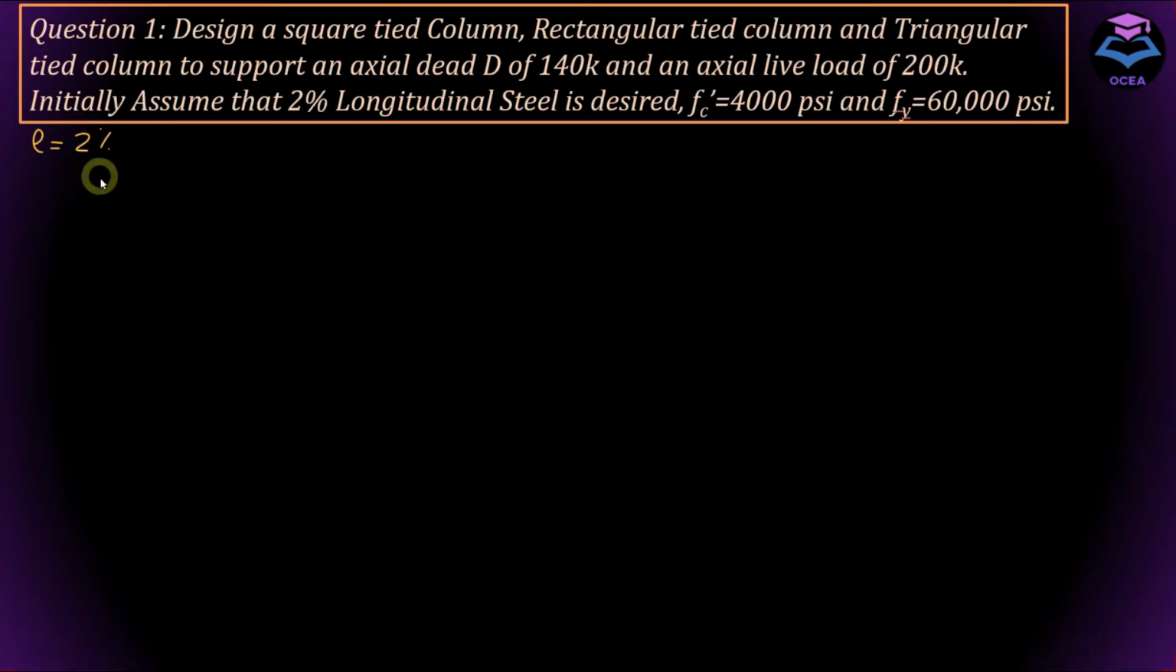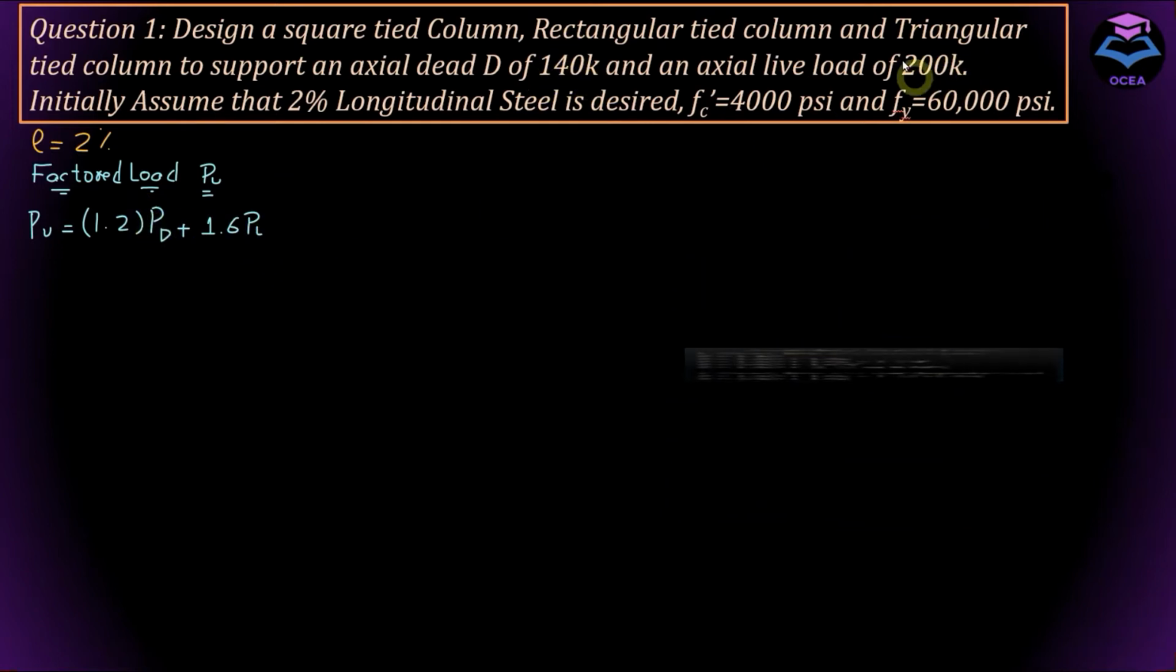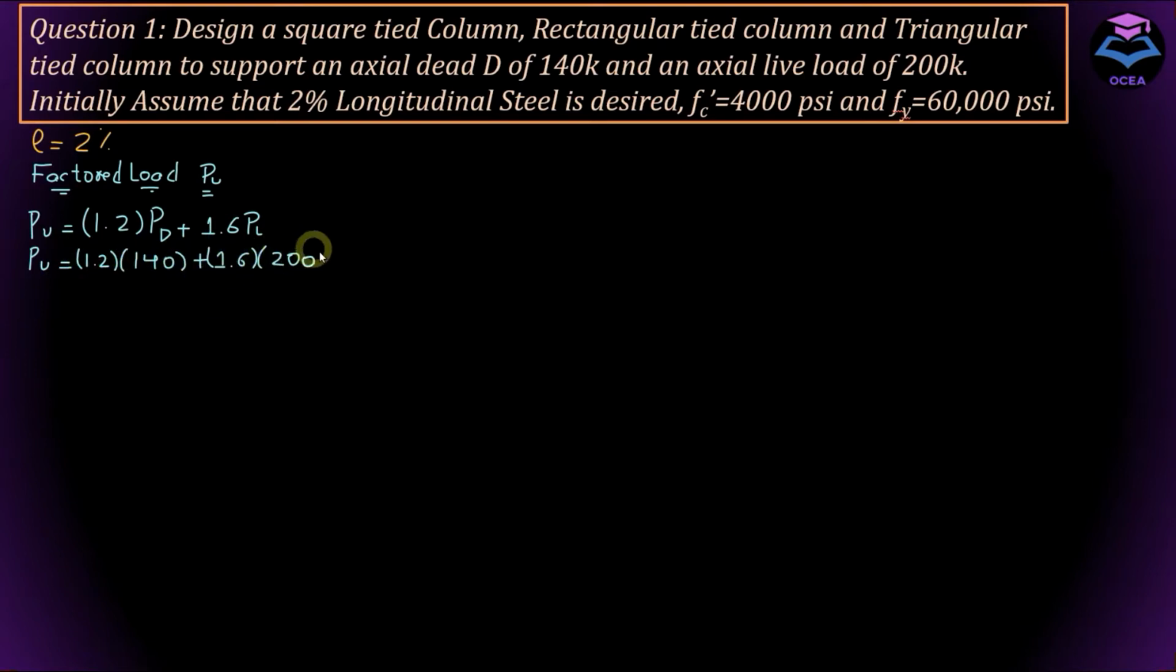First we have to calculate the factored load, or the ultimate load, which is basically the summation of the products of service loads multiplied by certain load factors. Since only axial dead load and axial live load are acting on the column, Pu would be equal to 1.2 dead load plus 1.6 live load. Service dead load PD is equal to 140 kip and service live load is equal to 200 kip. So substitute the values here and calculate Pu. Pu is equal to 488 kip.